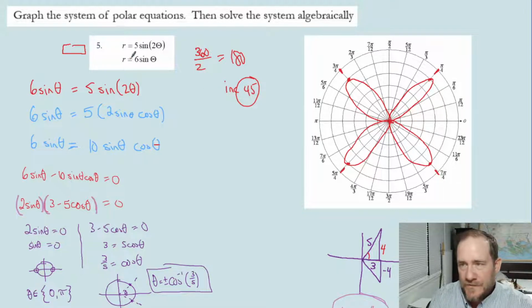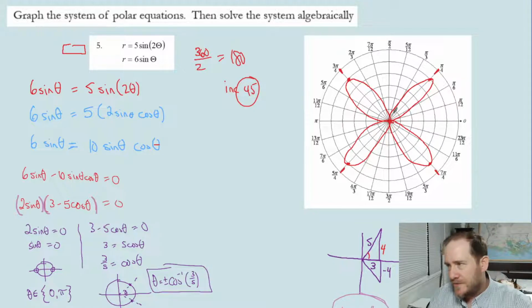Then the other guy has a circle of diameter 6. It's sine, so it's going to be up. So I'll have a point at the pole, a point up here at 6, center at 3, and I'll come around.